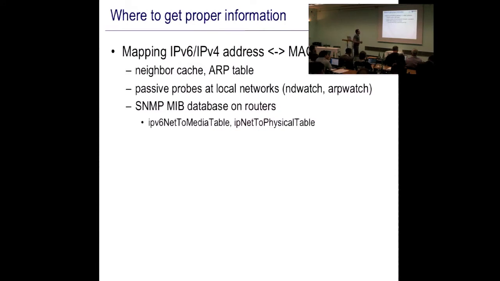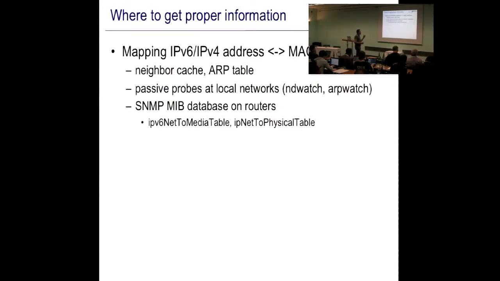The mapping between IPv6 address or IPv4 address and MAC address we can get from the neighbor cache or ARP table. It is information that every router in the network has to have because it's necessary to operate the network, and there is only the problem of how to get this data. We have two possibilities.